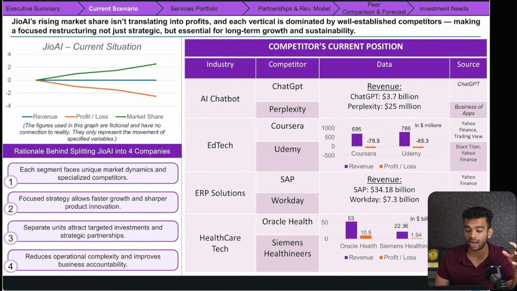The current market, that is something we have talked about in the 4 different industries, that is chatbot, edtech, ERP solutions, health tech, all of that. We have shown what is the current market scenario, as in how are the competitors performing, what kind of revenues, what kind of profits they are making. Again, there is a summary of this entire slide at the top of the slide. So that is the second slide, the current scenario.